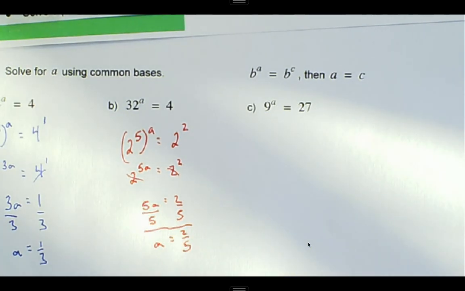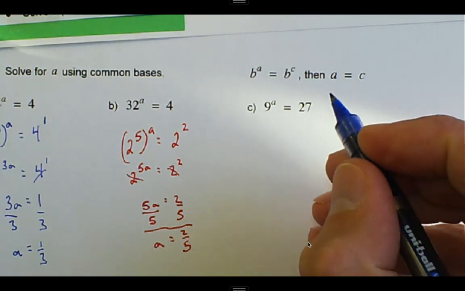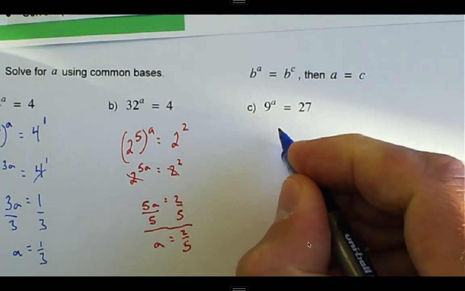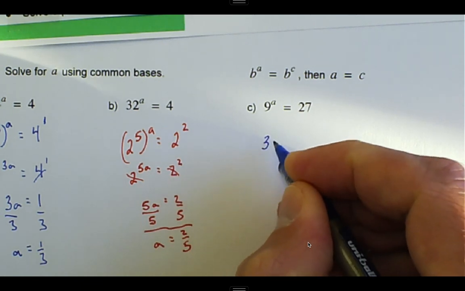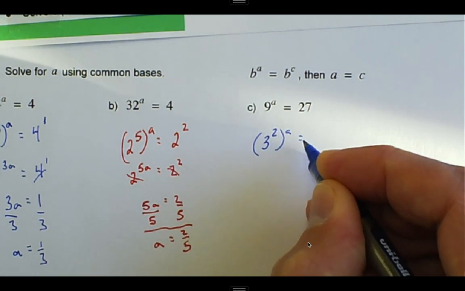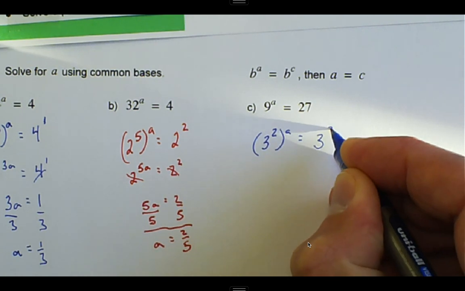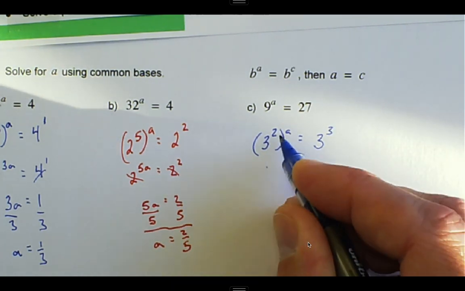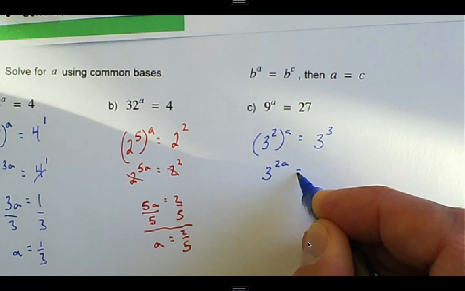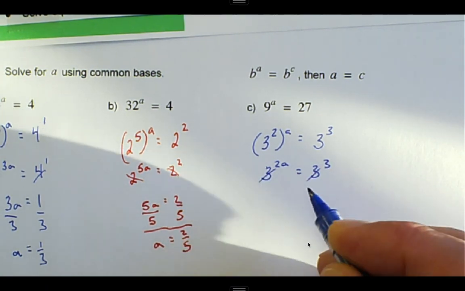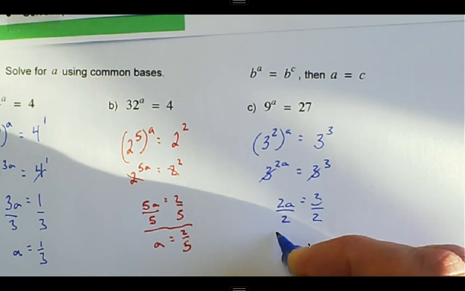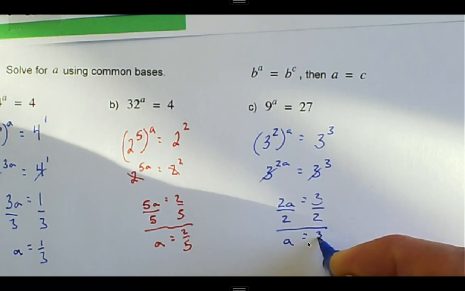We have one more example. We know that we can rewrite 9 in terms of 3, and we can write 27 in terms of 3. So 3 squared, and then we still have to have that multiplied by a, and then we can write 27 as 3 to the 3rd. So we do our power multiplication. 3 raised to the 2a is equal to 3 to the 3rd. Our bases cancel, and we get 2a is equal to 3. Divide by 2, and a is equal to 3/2.